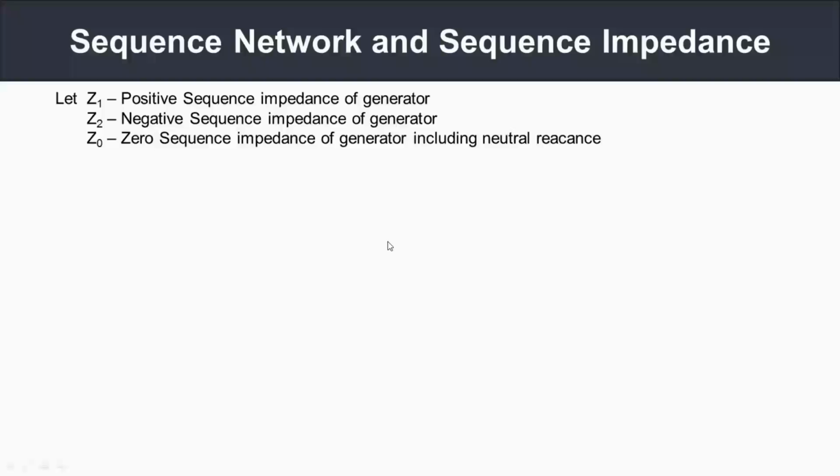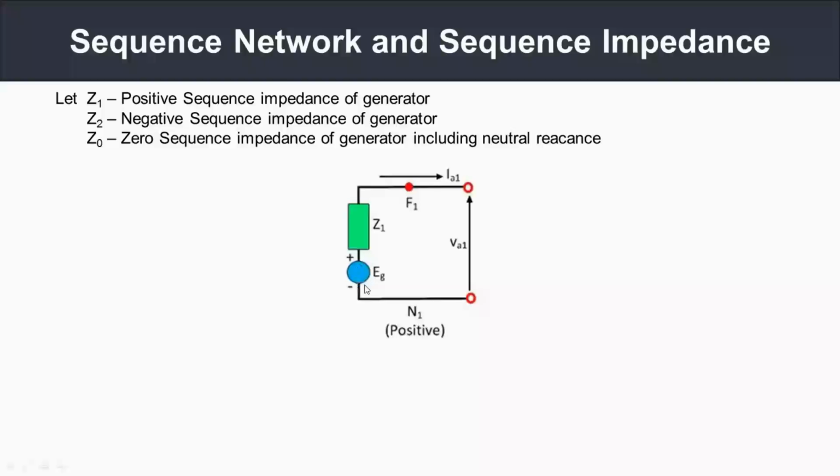What is the positive sequence network? The positive sequence network is nothing but the per unit reactance diagram. The per unit reactance diagram of the generator is a voltage source behind a reactance or impedance. Here this is the positive sequence network of the generator. All marked values are positive sequence values: Z1 positive sequence impedance, VA1 positive sequence voltage, IA1 positive sequence current. Applying Kirchhoff's voltage law in this circuit, we get the voltage equation: VA1 is equal to EG minus the drop IA1 into Z1.